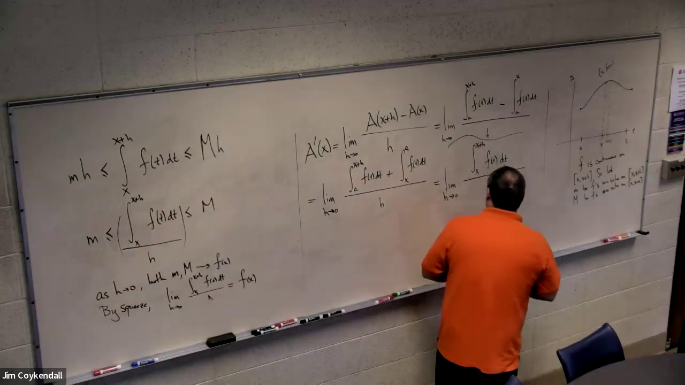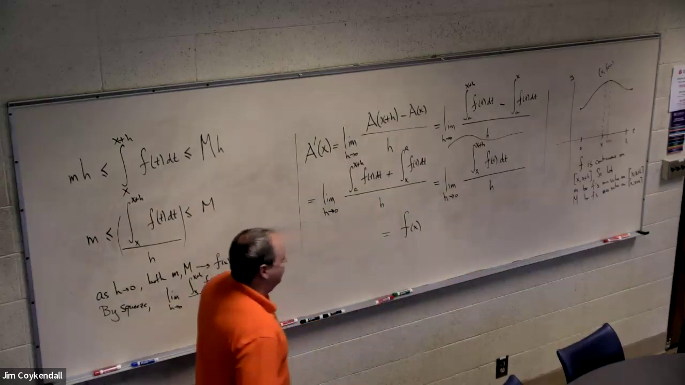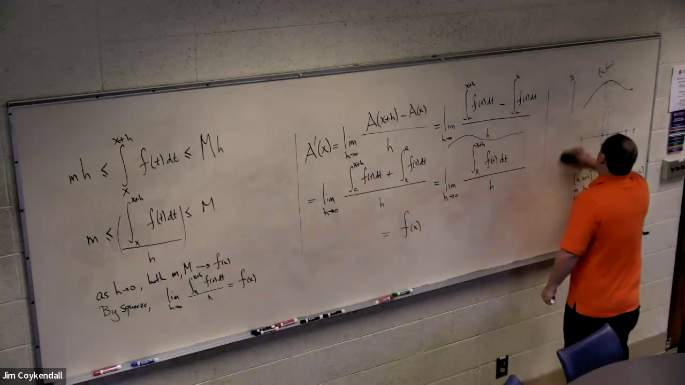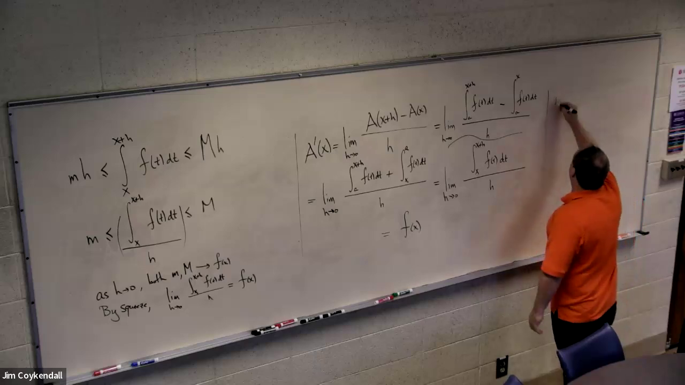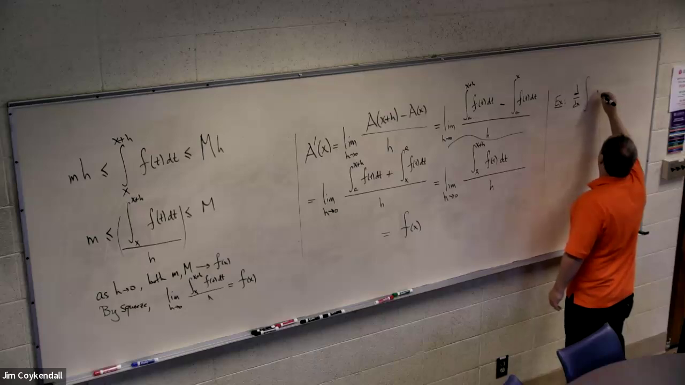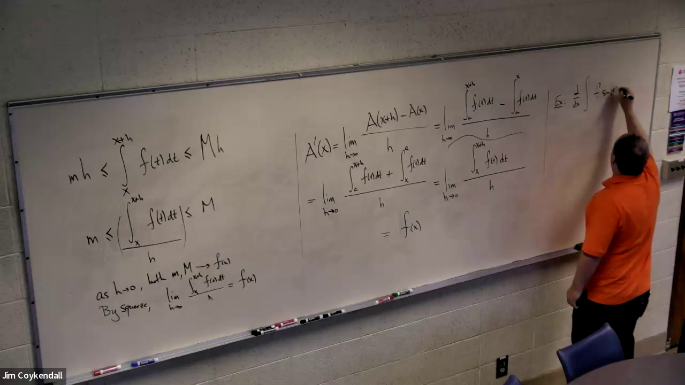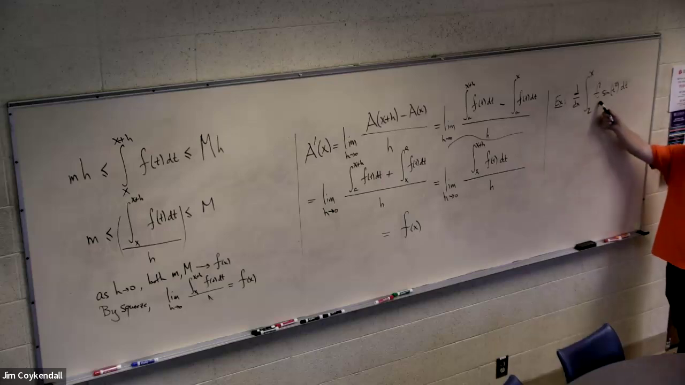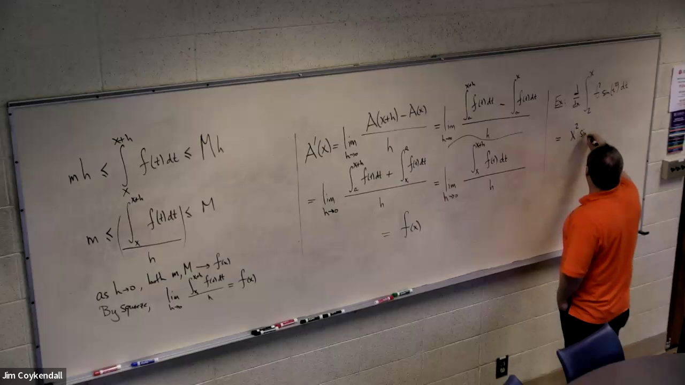So, back to this here, now we know that this thing is going to. So here's a net area function of this crazy curve, t squared sine of t squared. Its derivative, by the fundamental theorem of calculus, is x squared sine of x squared.